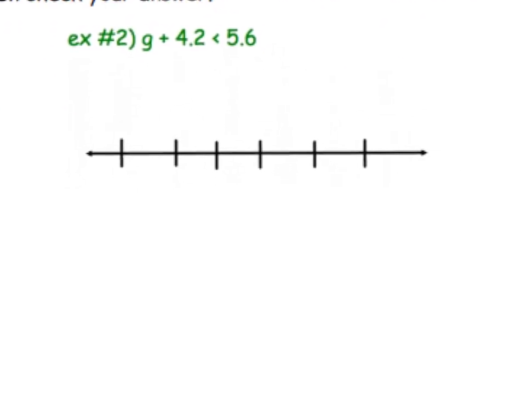All right, example 2, same kind of problem here. Now we're just going to solve for g. So as g plus 4.2, to get g by itself, I'm going to subtract 4.2 from that side, bring it over here.